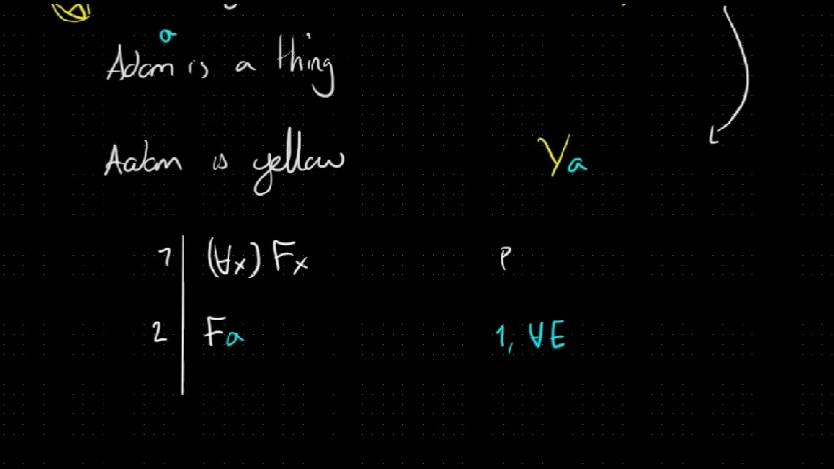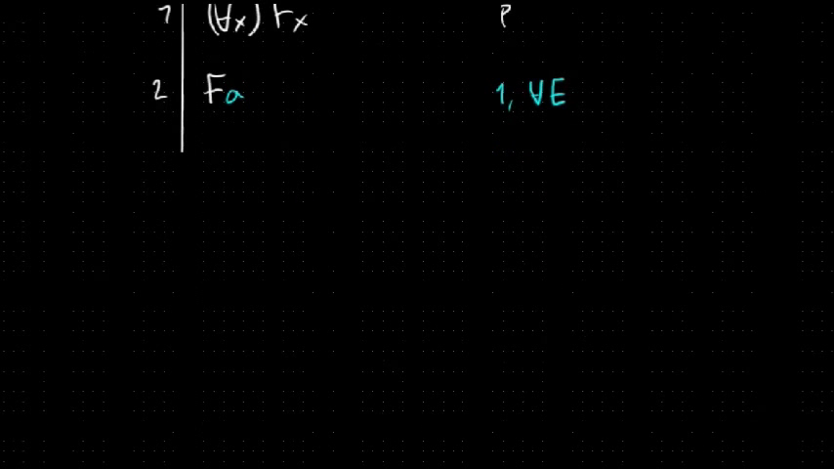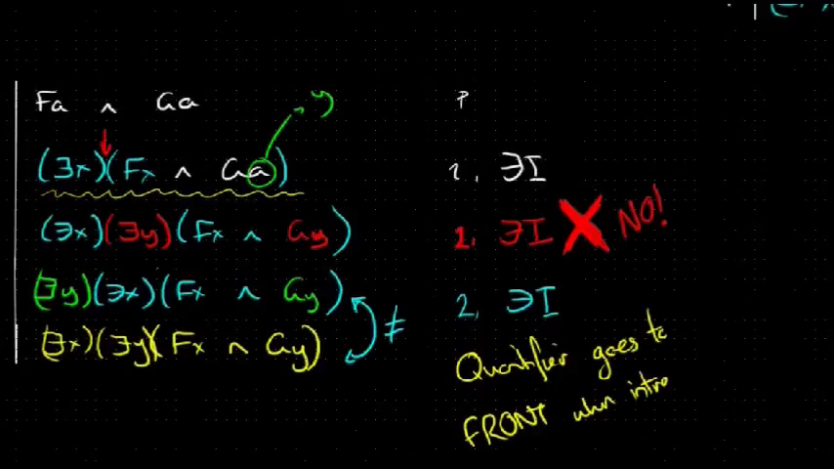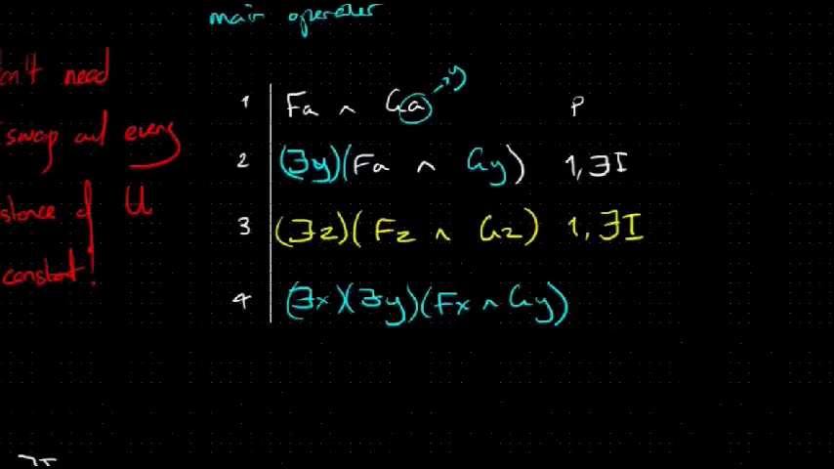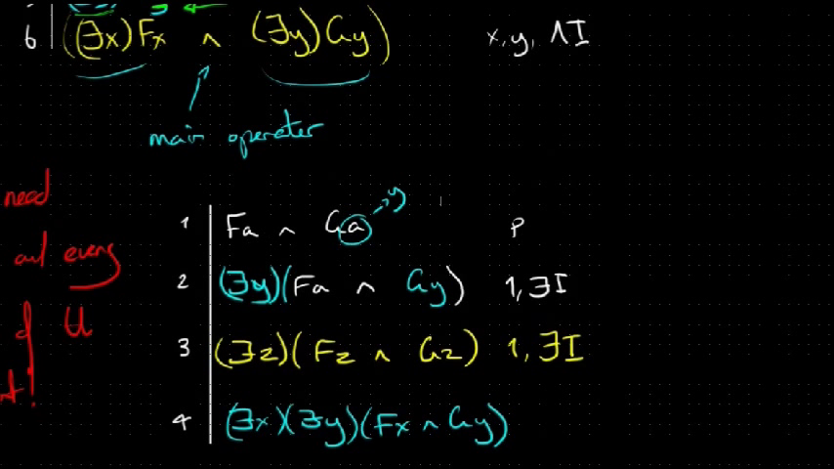Now remember, with the existential introduction, we could change just one constant at a time. So if we had fa and ga, then we could go, there exists a y such that fa and gy, and then we could say there exists an x such that there exists a y such that, so that was just this example down here, right? We could just change one of the a's into a y and then the other a into an x at the bottom.